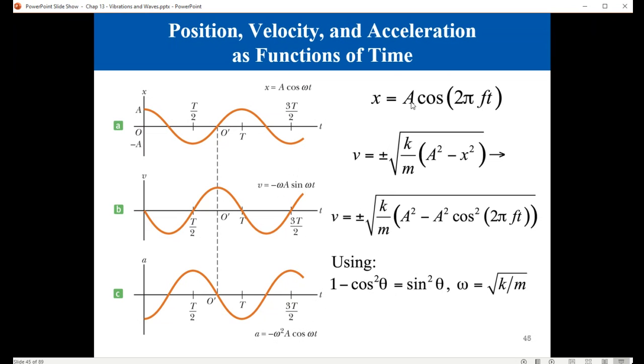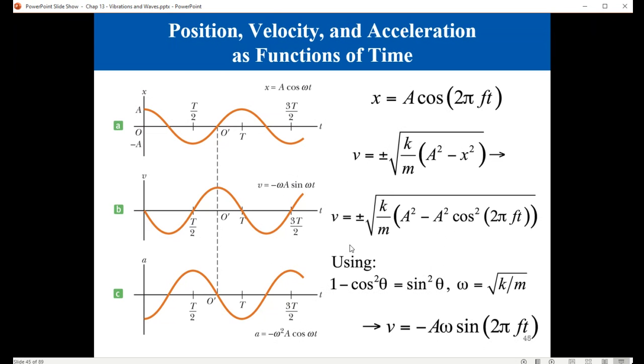So we start with this value for x, and recall what we learned earlier for v. If you substitute this for x and factor out a and use this identity, 1 minus cosine squared is sine squared, then v is minus a omega sine 2 pi f t.